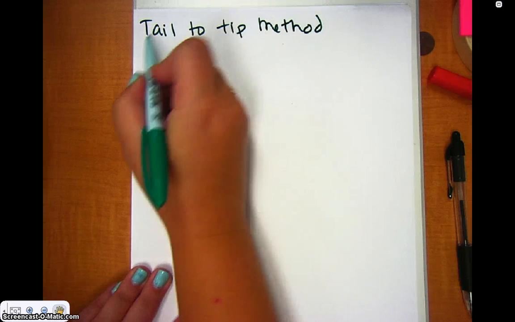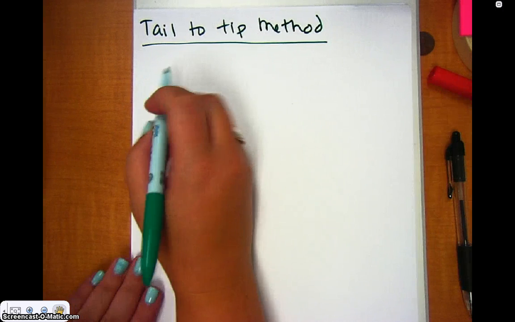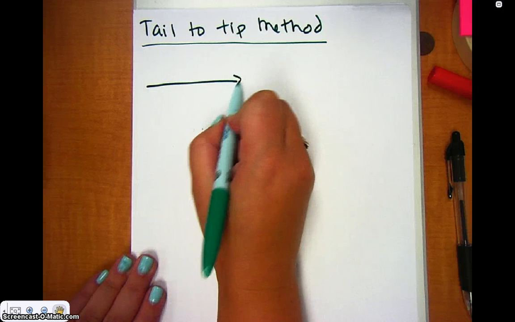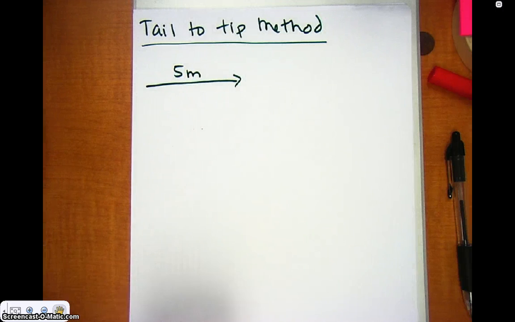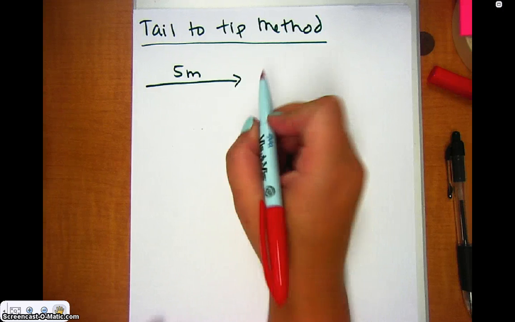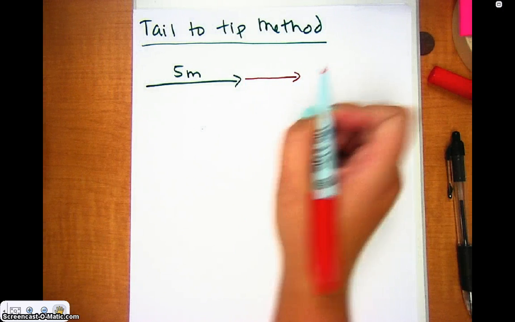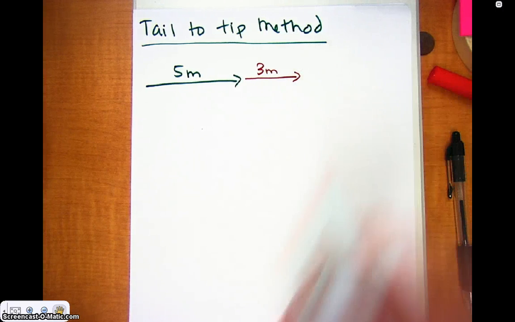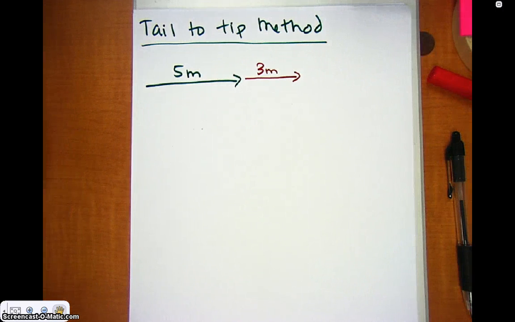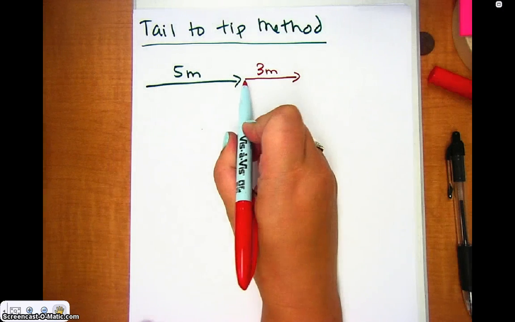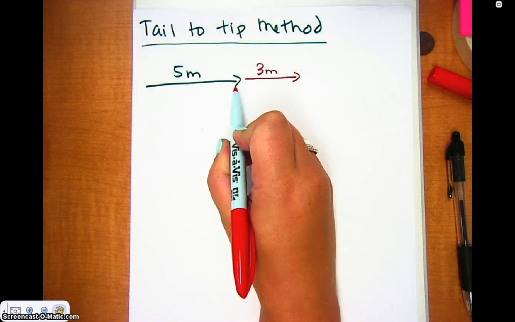So if I were to say go to the right a distance of 5 meters, I would draw my vector like this, along the positive x-axis. And then let's say along the positive x-axis, I then go 3 meters. If I were to draw this vector, it would make sense for me to place it right here, right? This is the tail-to-tip method. So I have placed the tail of the second vector at the tip of the previous.